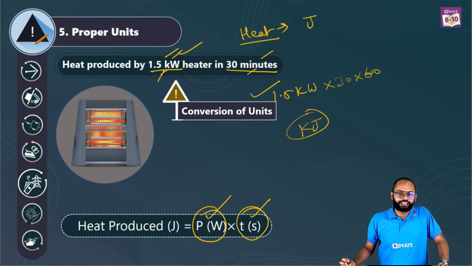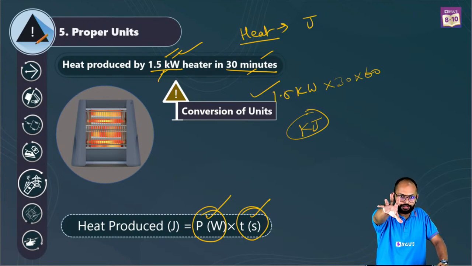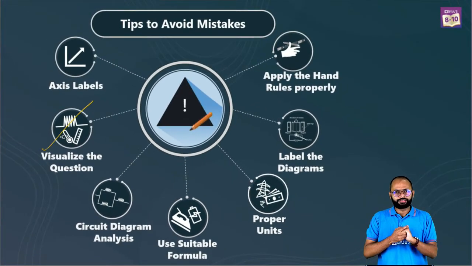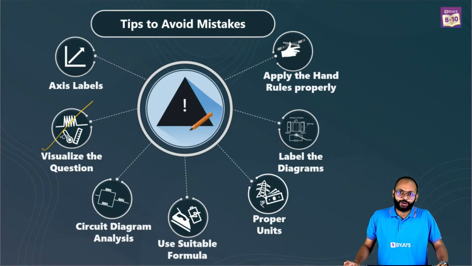Energy is measured in joules. The commercial unit is the kilowatt hour. Fine. Alright. So, enjoying till now? Got all the mistakes? There were a lot of mistakes I think we didn't realize we could make.